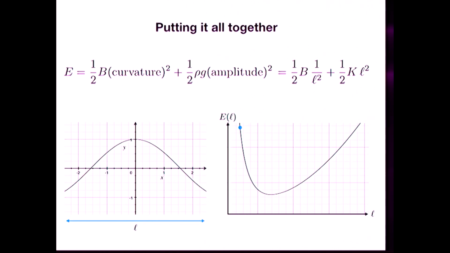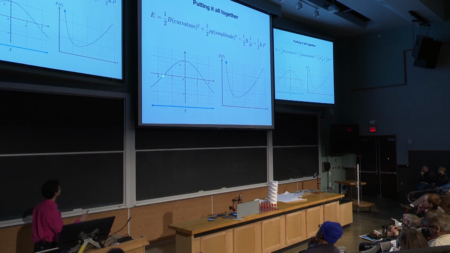The goal here is to predict the length scale of the wrinkles that appeared before our eyes. If I look at the wrinkle pattern from the side view, I could imagine, this is not what you see in the experiment, that you see a big bump like this. And if you have a big bump like this, it's going to have not too much curvature, but it will have a lot of amplitude. And that has a certain energy associated with it.